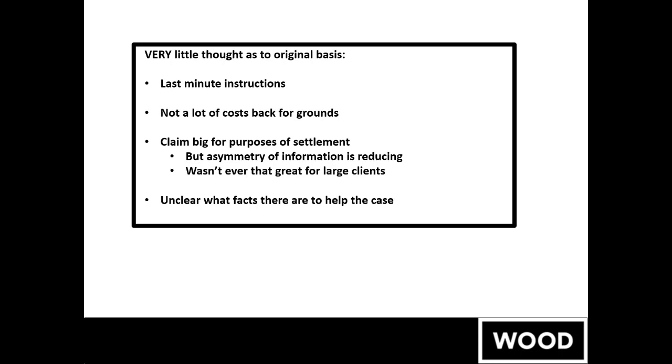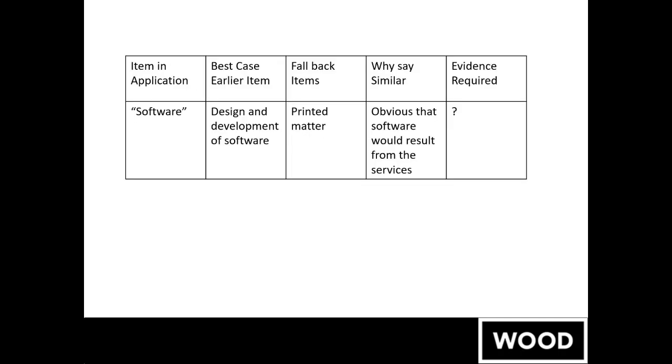Well, one thing which you can use is a similarity table, and this is what one looks like. Now, there's nothing particularly special about this table. As you can see, all it does is it just clarifies what goods or services you're opposing in the other side's application, and then just identifies why you think that is and what goods and services you've got.